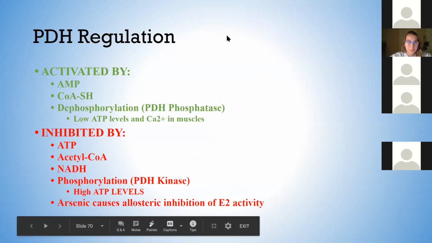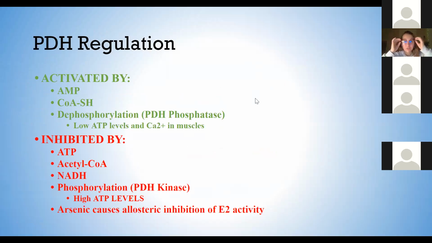So a little bit about the regulation of our pyruvate dehydrogenase complex. It is important to know that as we are activating PDH, we are entering a cycle in our cells that is going to create energy. It's going to eventually create ATP once we've gone through the citric acid cycle after this, and eventually moving our way through the electron transport chain. So because this is an enzyme that is going to eventually lead to the creation of more energy in the form of ATP, it makes sense that it is activated by indicators of low energy in the cell.